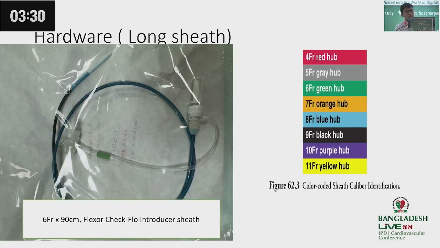We use long sheaths with color-coded sheath caliber identification: 4 French red hub, 5 French gray hub, 6 French green hub. We always go on the basis of the color code. Its length is 6 French into 90 centimeters, Flexor Check-Flo introducer sheath. This is the picture of the Flexor introducer sheaths.